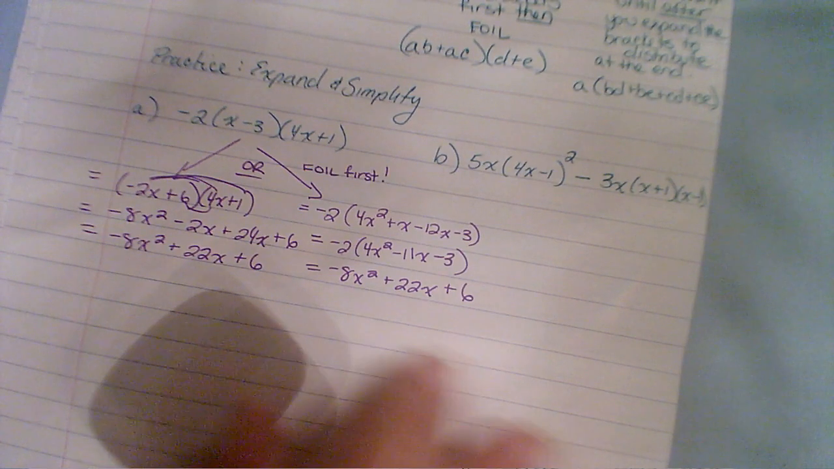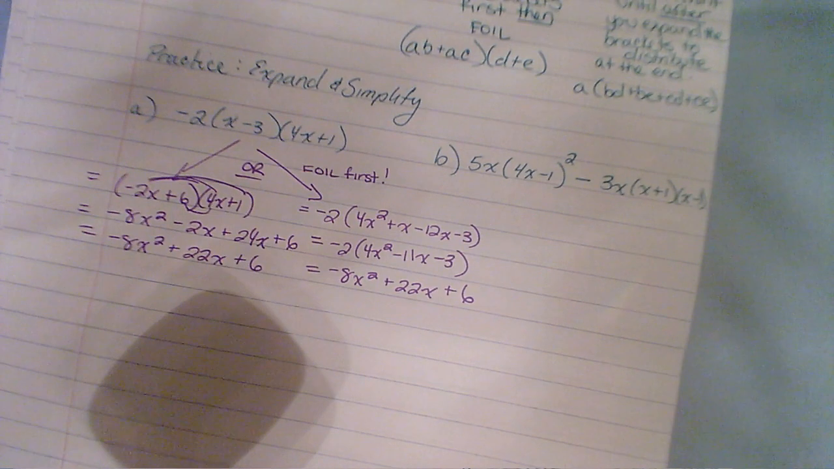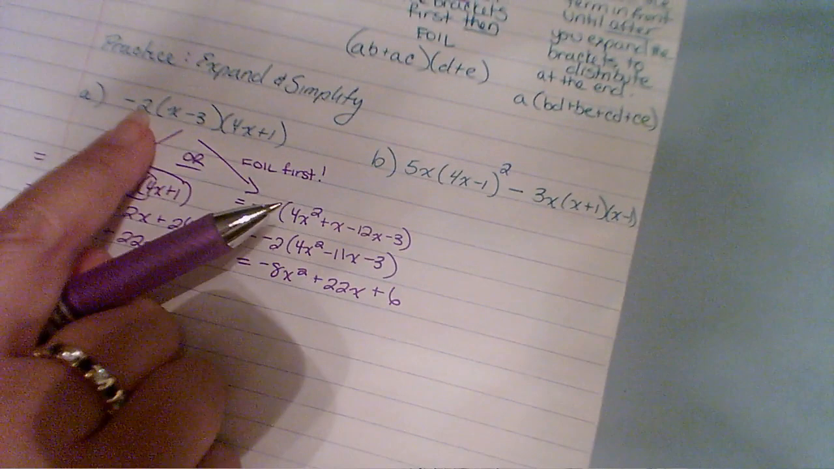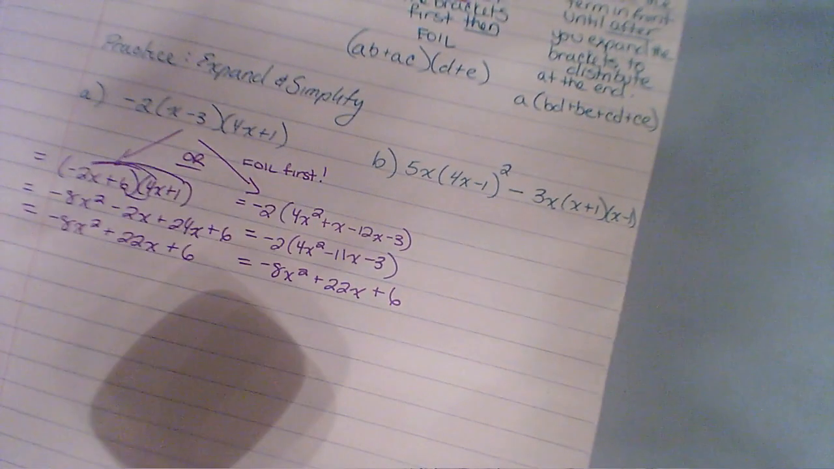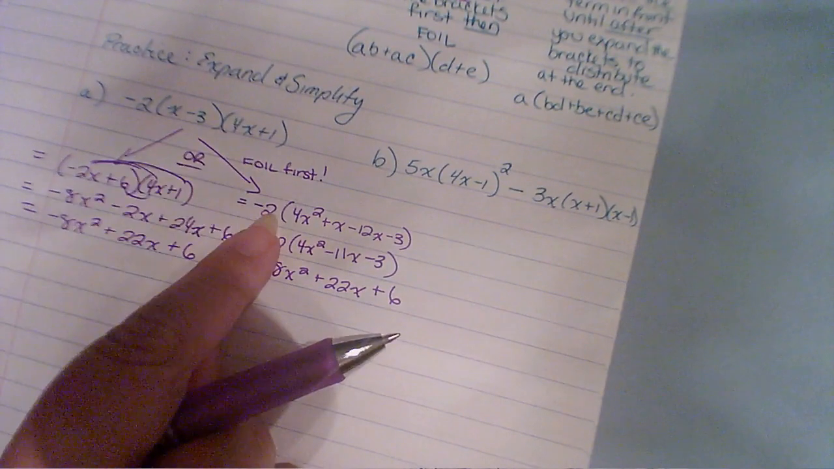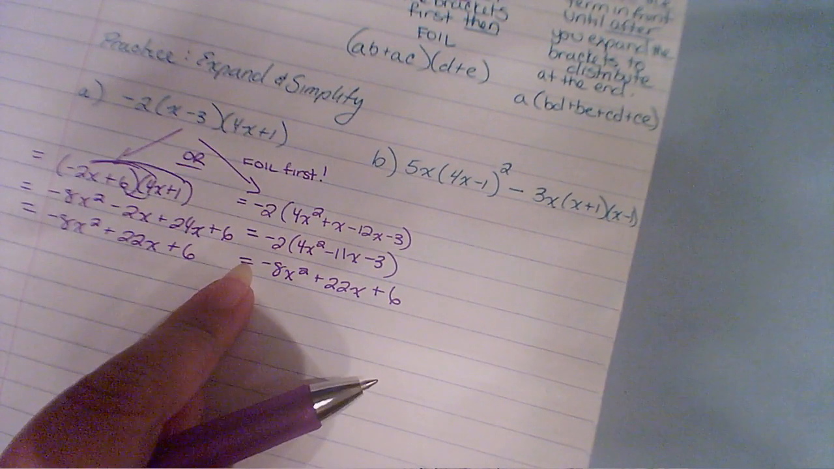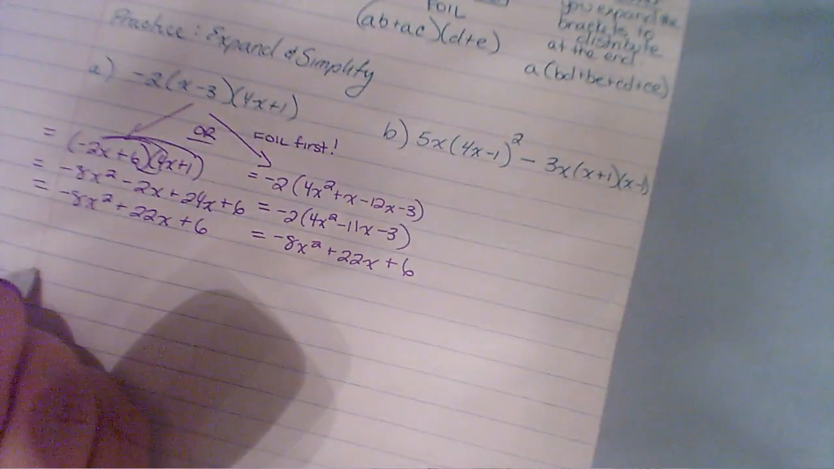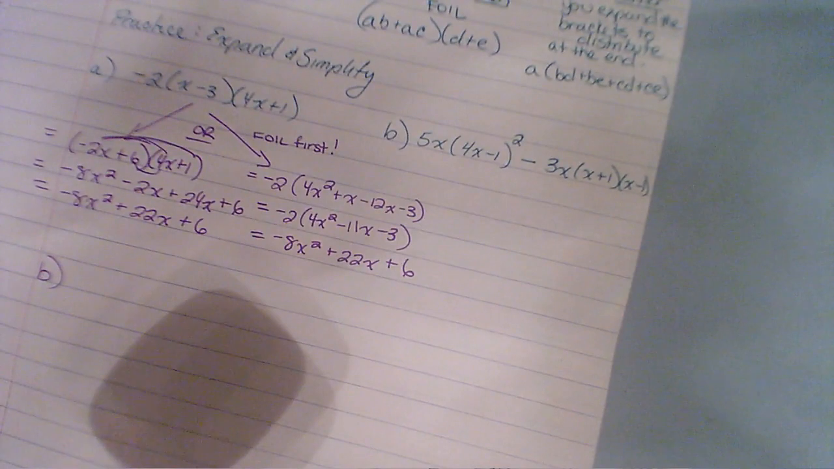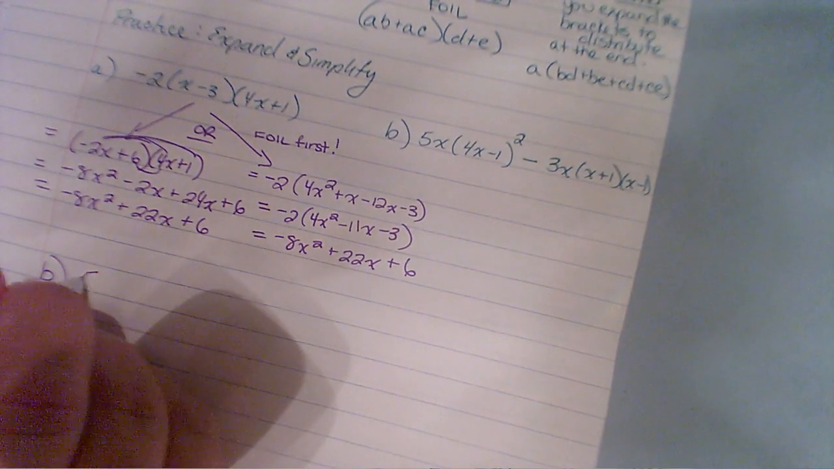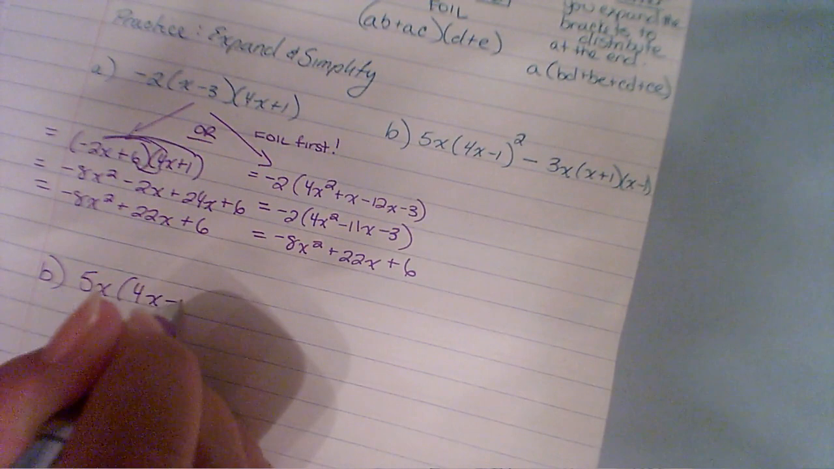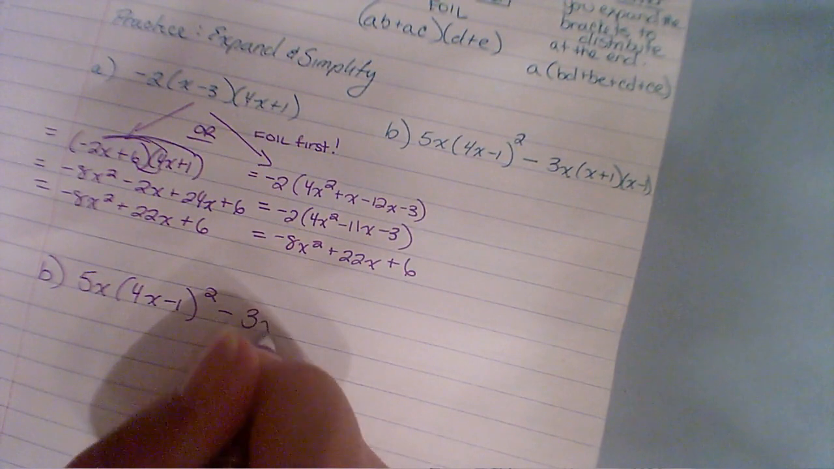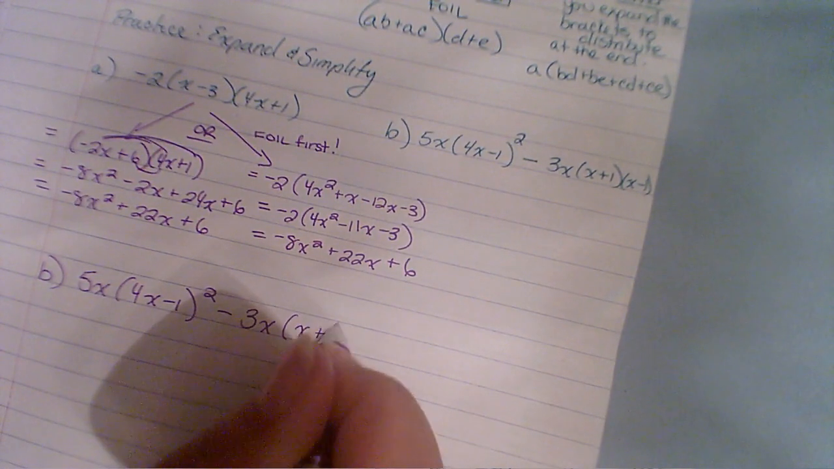All right, so neither one is better than the other in this case, but it is important that you don't make those classic mistakes, for instance, of multiplying the 2 into everybody. So he goes into the first bracket, or you save him for last, as I did over here. So what does that look like in this type of question? I'm just going to copy him down over here because I think I'm going to need more room. So we have 5x sitting in front of a 4x minus 1, all squared, bracket, and then a minus sign, 3x with an x plus 1 and an x minus 1.